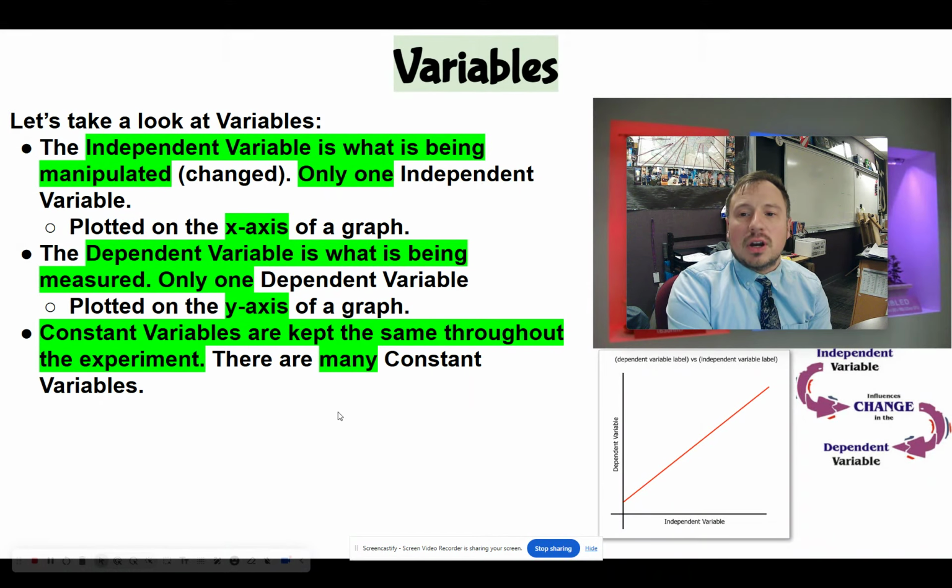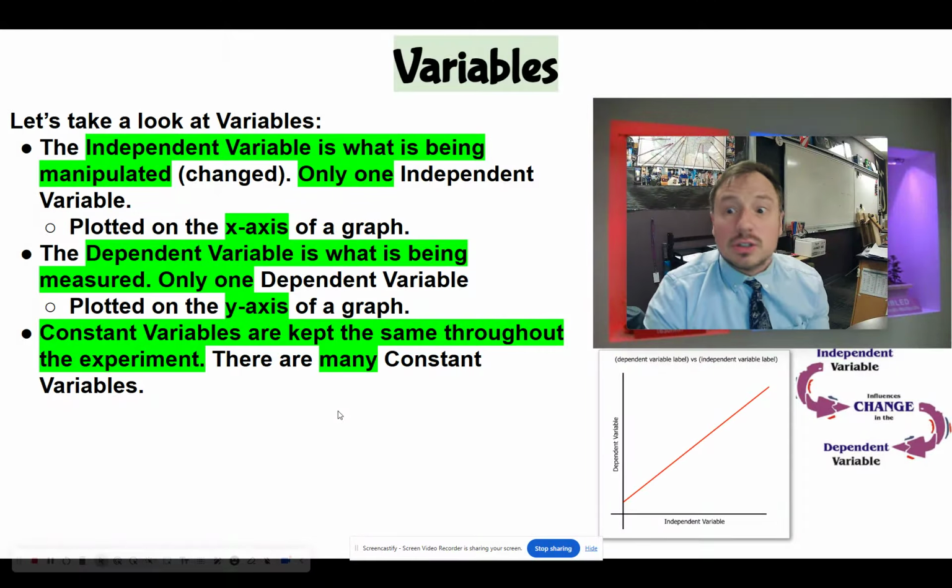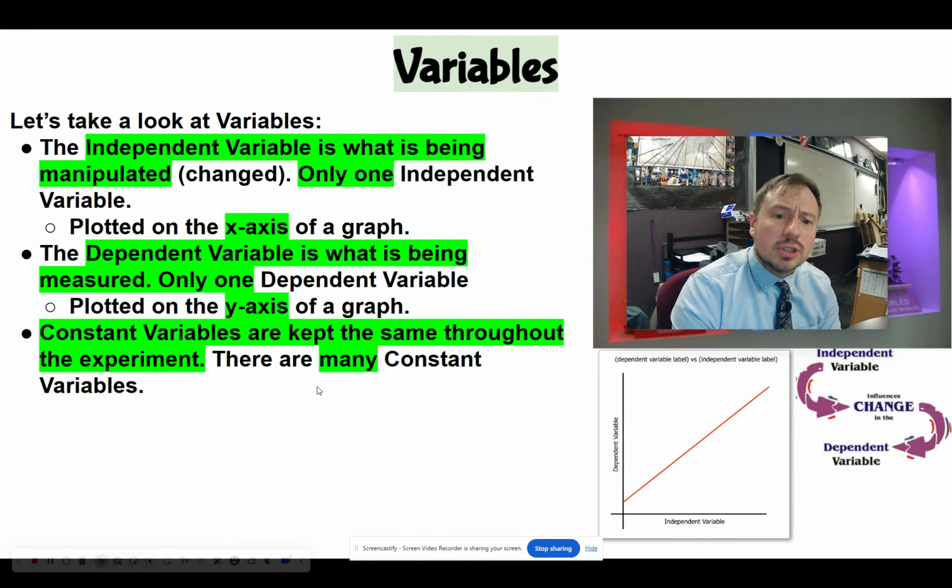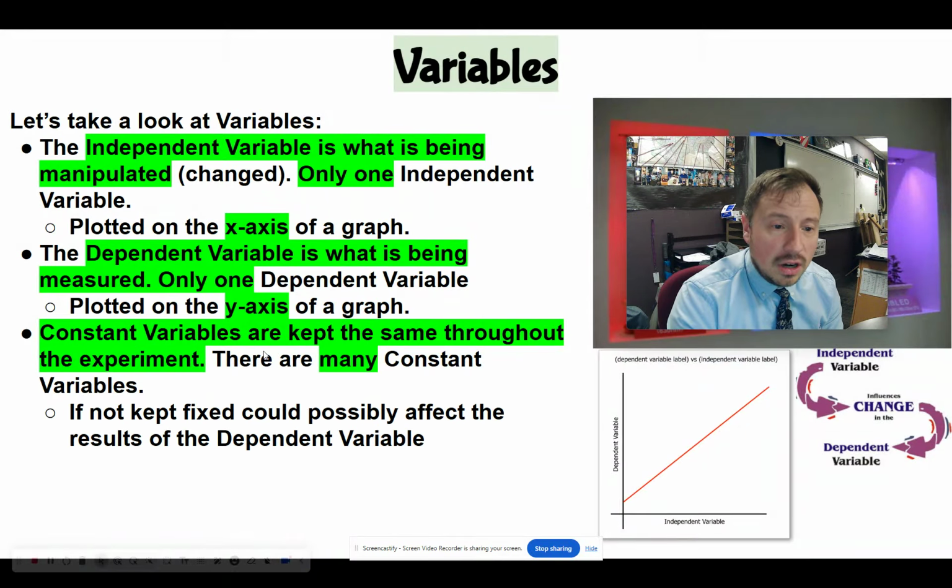Now constant variables, or you might have seen this differently as controlled variables, those are almost interchangeable, but constant variables are kept the same throughout the experiment, and there are going to be many constant variables.